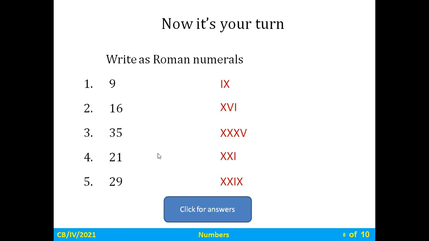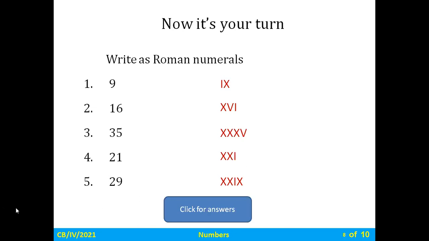Now let's understand 21. So 20 means, again, now you have learned here 30. How do we write triple X? So 21. In this 20 is there. So how will we represent 20? As double X. X plus 1. 1 is written as I. So it will be XXI. That will give us 21.